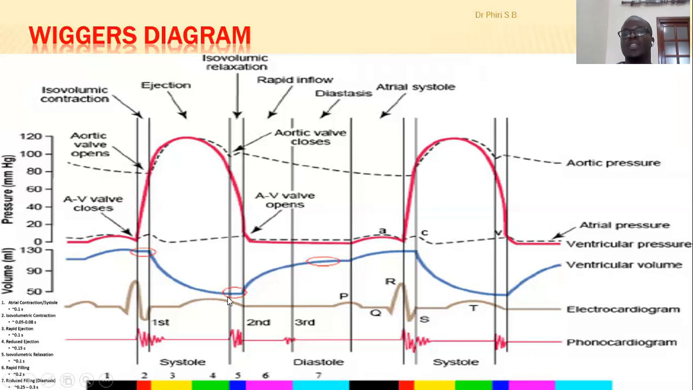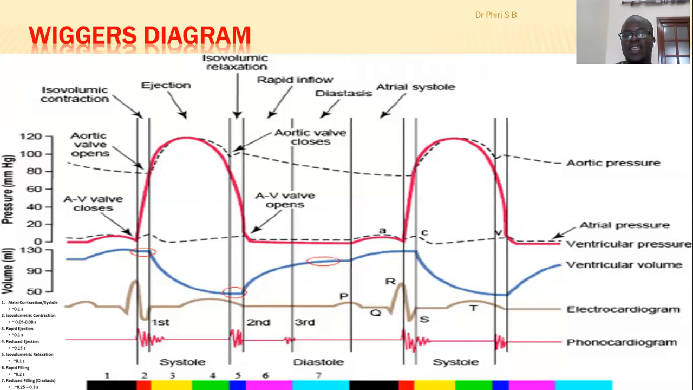A T wave is responsible for repolarization of the ventricles, and then you have relaxation of the ventricles. Because the semilunar valves are closed and the AV valves are also closed, you have no change in the volume of the ventricles. So this is called isovolumetric relaxation of the ventricles. There is no change in the volume, but the ventricles are relaxing.